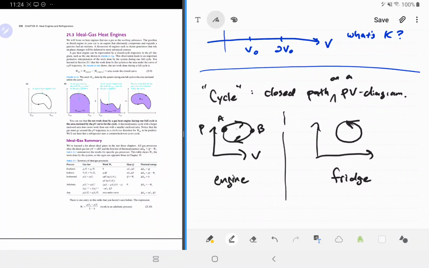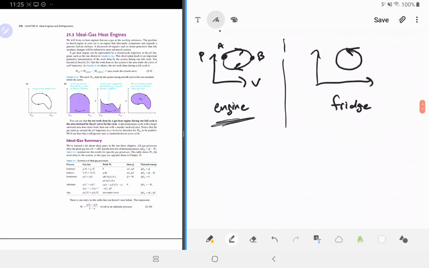And remember, if the system is doing work, that's exactly what we want out of an engine. So the overall effect here is that the work done by the system is positive, and the overall heat delivered to the gas was positive. That's why we're going back to the same original thermal energy. So the overall Q in one whole cycle is added to the system, and the system does work. And W out is positive.